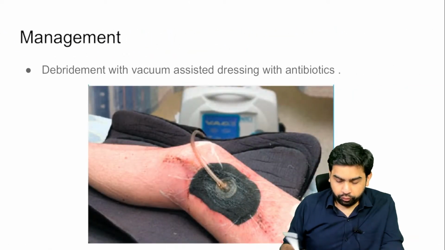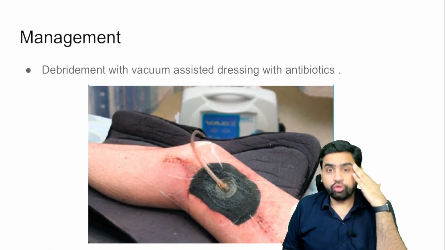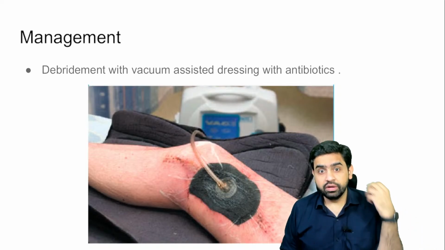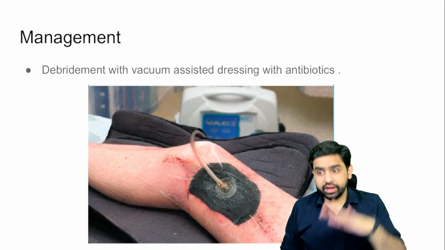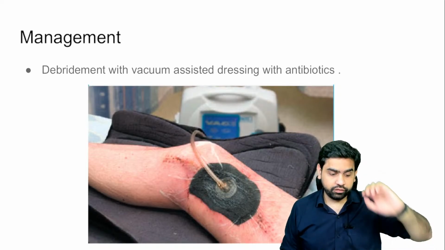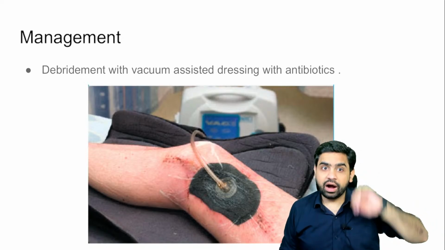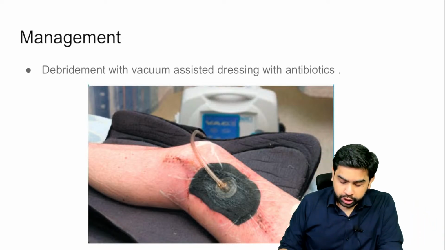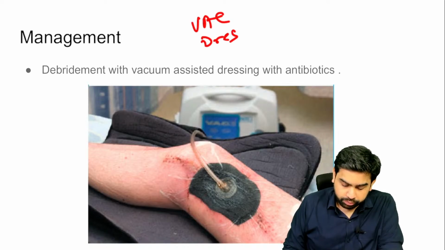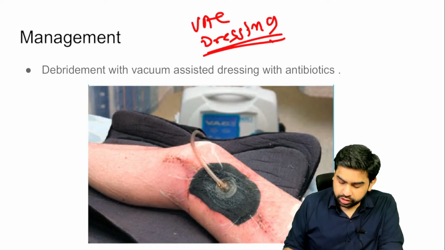Now, what is the management? Obviously, whenever there is a bed sore, you're going to debride and do all those things. After you have done the dressing, and after the slough and the dead necrotic tissue have gone, at that point you're going to put the patient on something called a VAC dressing. Now, what is this VAC dressing?